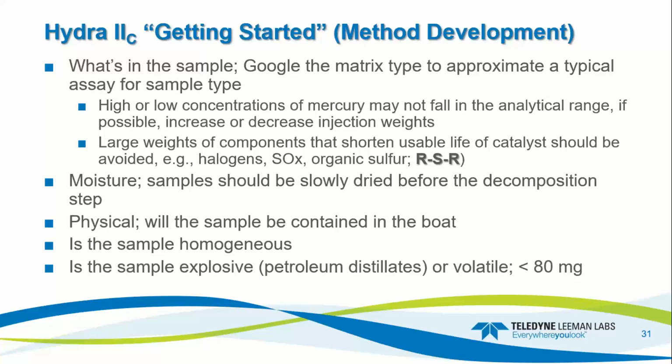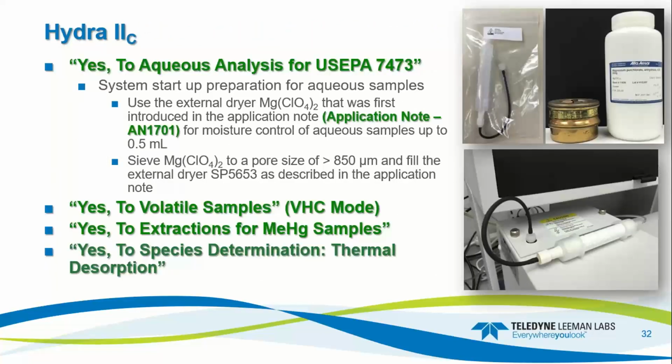For volatiles and petroleum distillates, you can't go above 80 milligrams of sample. Otherwise, that explosion inside the combustion zone can damage the catalyst tube. It actually can crack the quartz tube. So yes to aqueous samples, but with limitations. I say less than 500 microliters of sample for sure, but typical would be 50 to 100 microliters. But again, if all you have is liquid samples, this is not the system for you. But when we run aqueous samples, I like to run the external dryer.